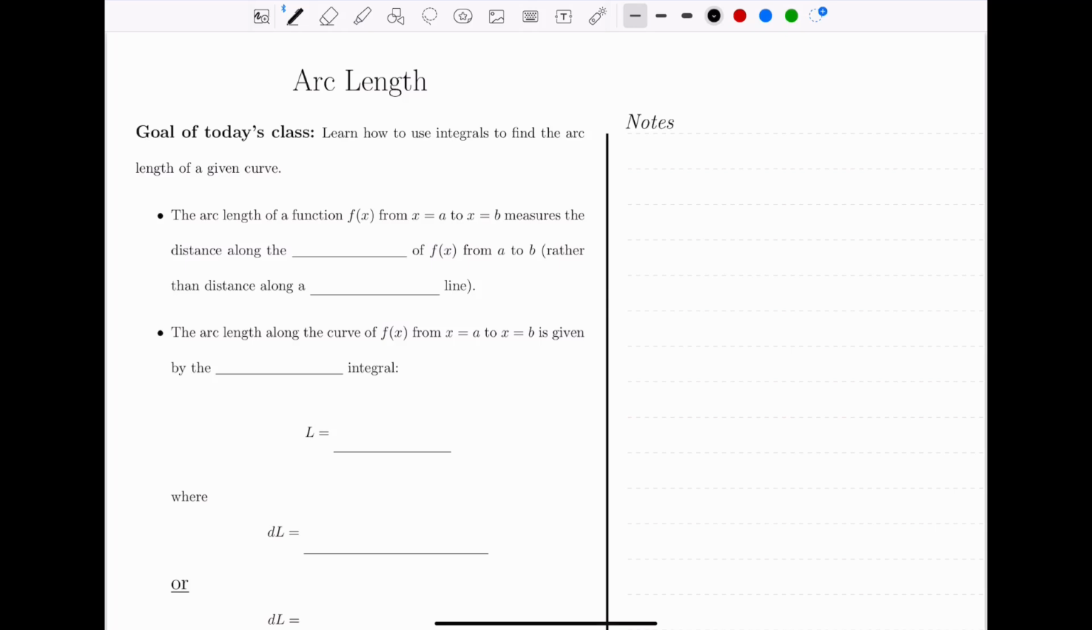Hello and welcome back to Calculus 2. In this video, we will see how to use integrals to calculate arc length along a given curve.